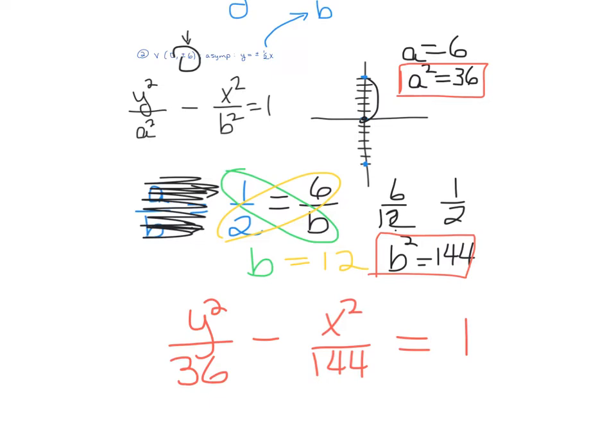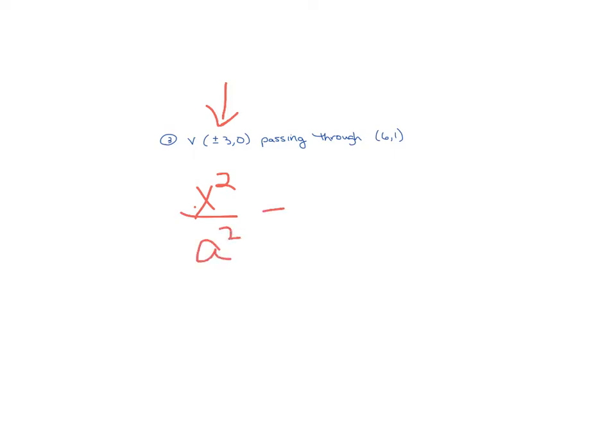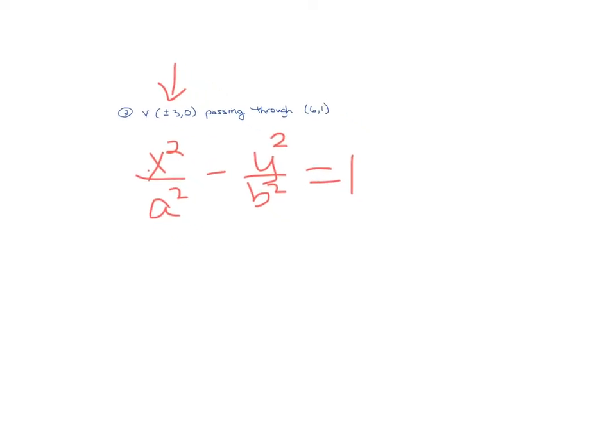Okay, so let's try example 3. Again, if you want to draw yourself a picture, you can. Again, I can already tell that the number here in my vertices, it's in the x spot, so this is going to be on the x-axis. So I already know my standard form is going to be x squared over a squared minus y squared over b squared equals 1. And this time it's passing through an ordered pair, 6, 1. So let's go ahead and just get a little visual here.